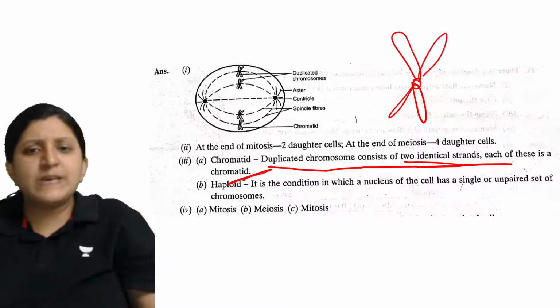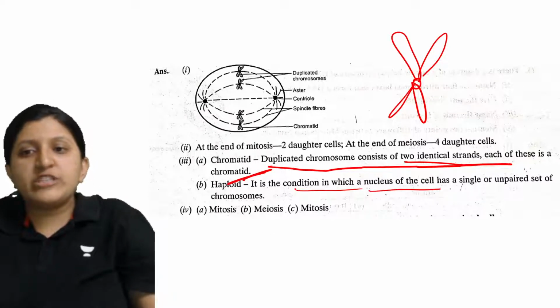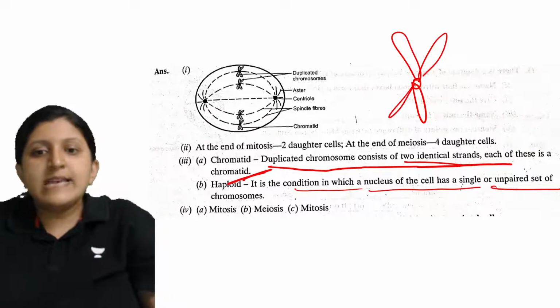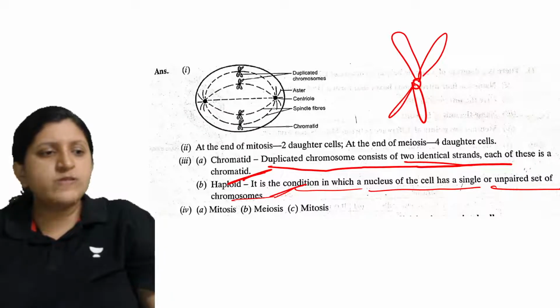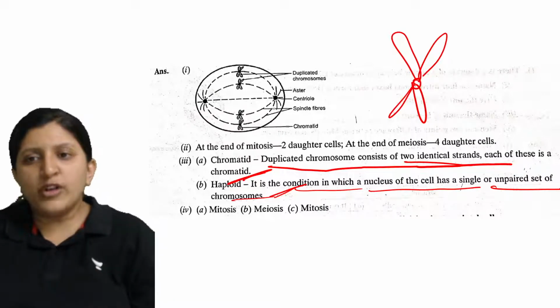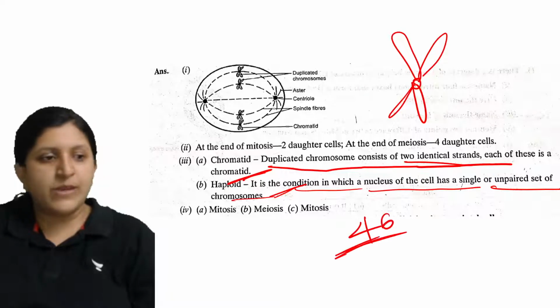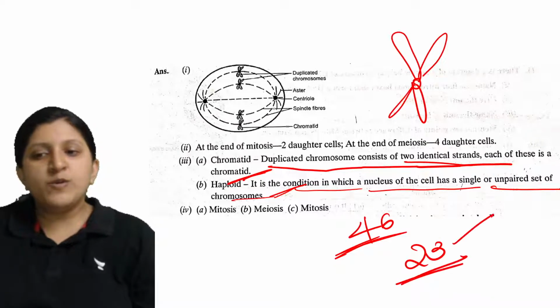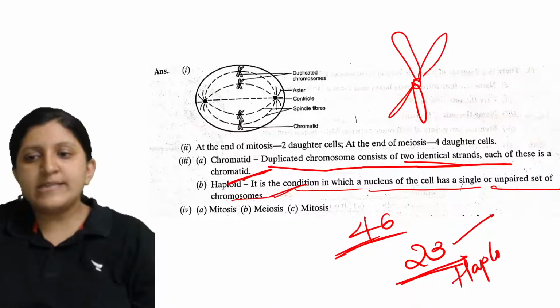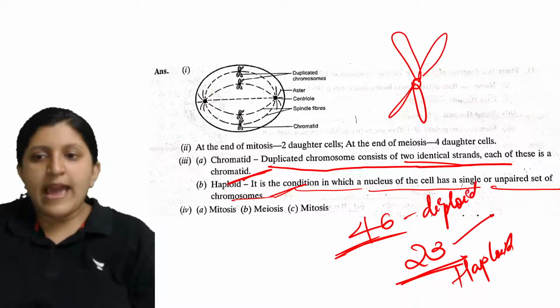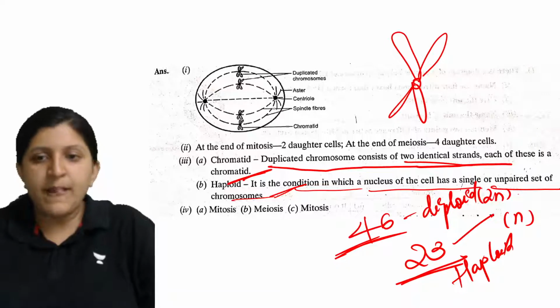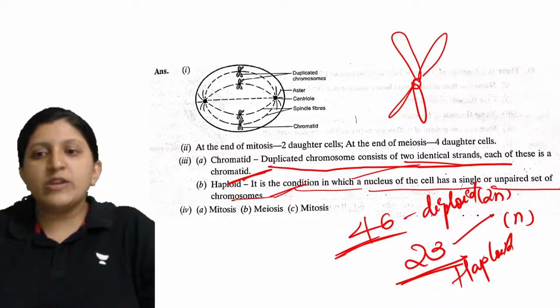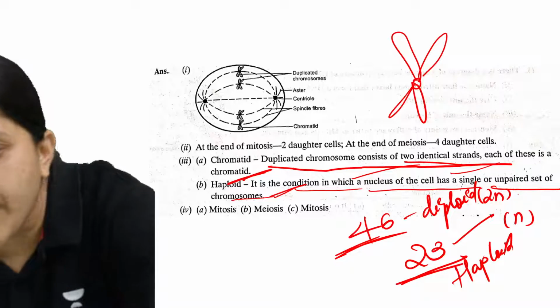So haploid is basically a condition in which the nucleus of the cell has a single or an unpaired set of chromosomes. So you can find an unpaired set of chromosomes. 46 are not there, so a single set will be there, that is 23 chromosomes. So this is a haploid set, and this one is the diploid set. We represent that as n, and this is represented as 2n. It is a condition in which the nucleus of a cell has a single or unpaired set of chromosomes.